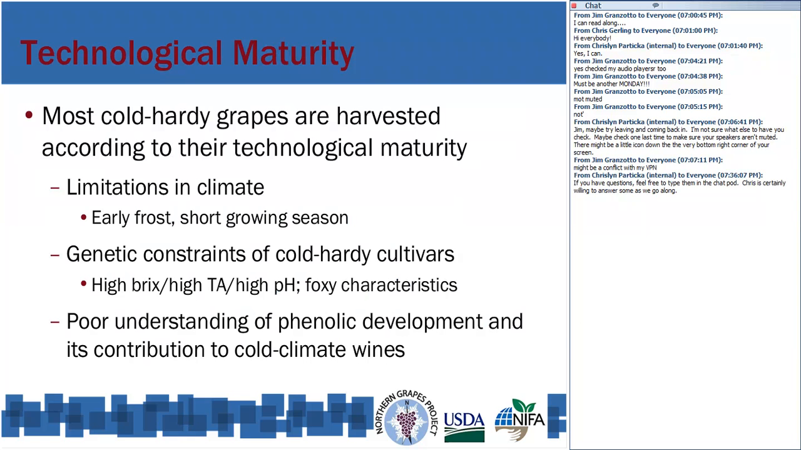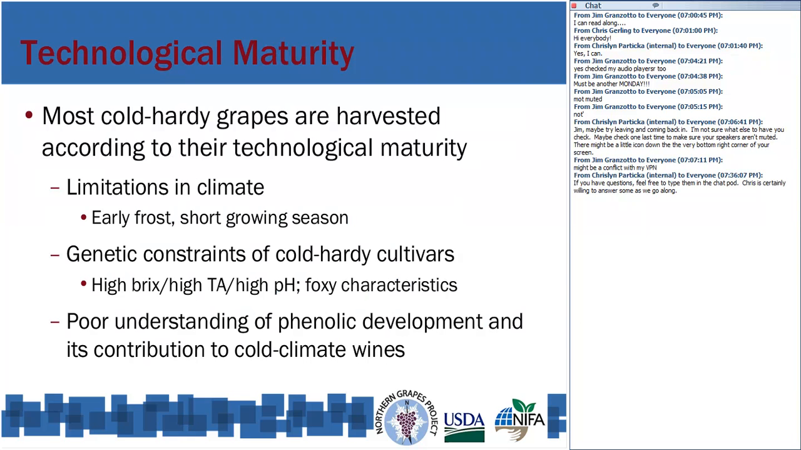I'm talking a little about, usually when you talk about high-quality grapes, when we're talking about vinifera species, you want to achieve proper phenolic ripeness as well as proper technological ripeness. However, usually in northern climates, we don't often talk about phenolic ripeness in grapes, mostly because we're limited by climate and some of the genetic constraints of our cultivars.